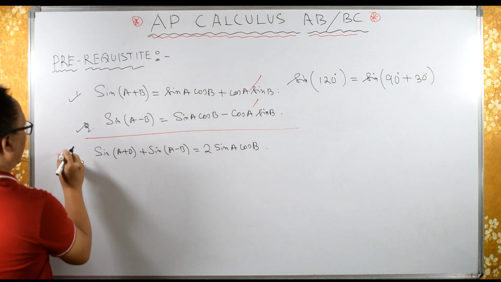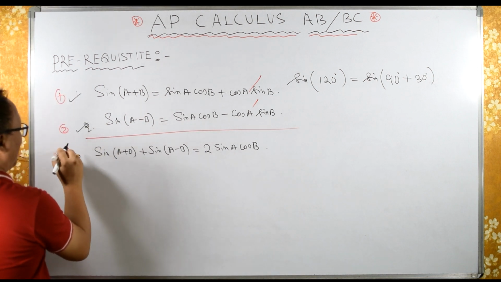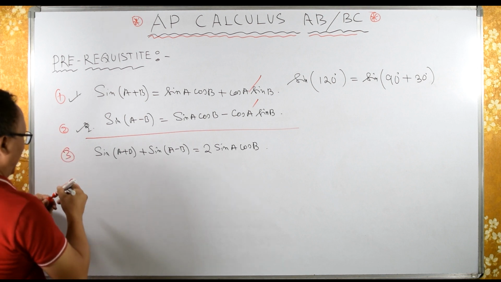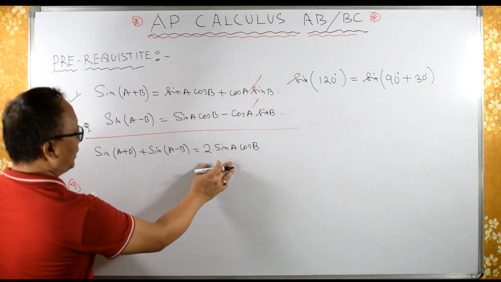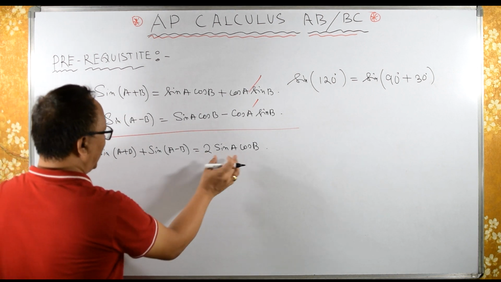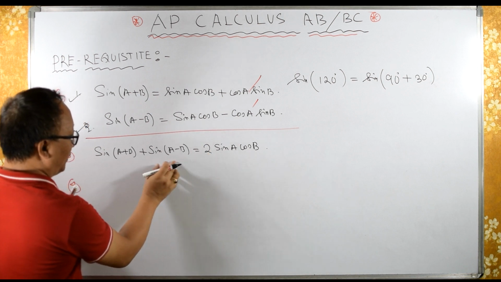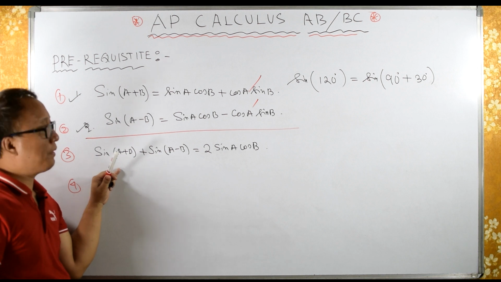So we have another formula, formula 3. This is formula 1, formula 2, formula 3. Sometimes you have to use sine a cos b alone, so for that you have to send this whole 2 over to the other side. Otherwise, 2 sine a cos b is this formula.